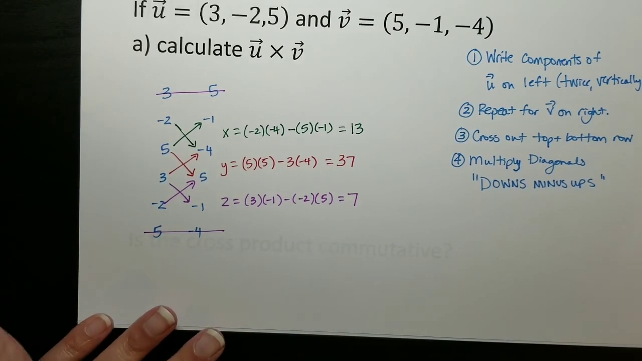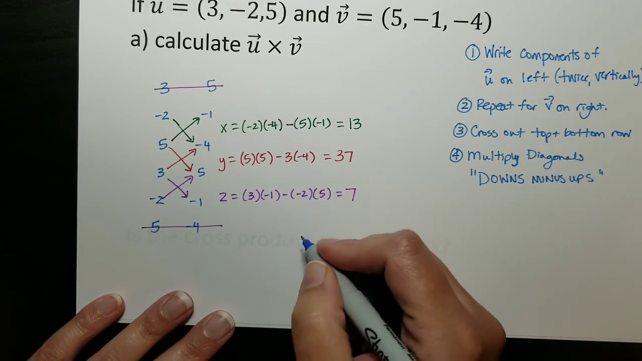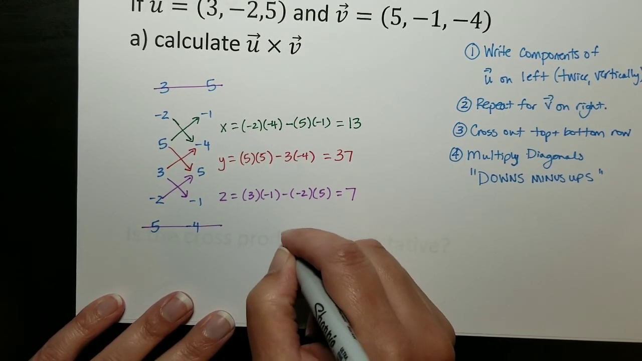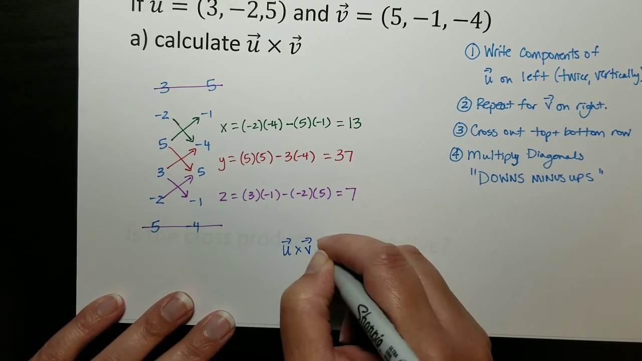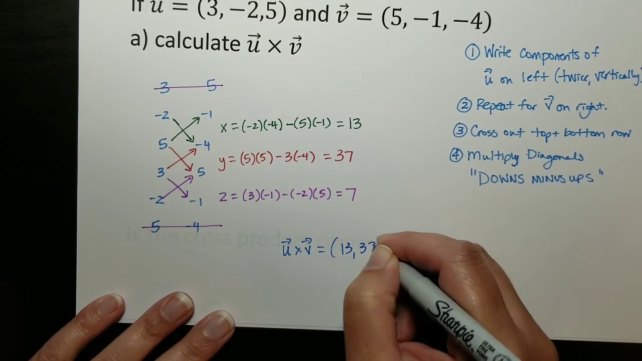Then you just summarize your final answer, and you actually do have to write it out as a vector, because remember, this is a vector answer. U cross V equals 13, 37, 7.